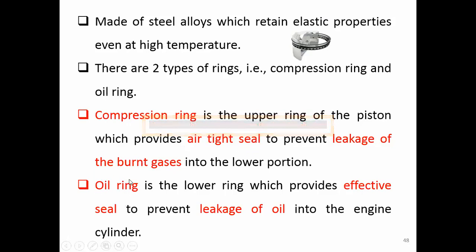How about the oil ring? The oil ring is the lower ring. The compression ring is the upper ring. The oil ring provides an effective seal to prevent the leakage of the oil. So the upper ring provides the airtight seal to prevent the leakage of the burning gas, and the lower ring prevents the leakage of the oil into the cylinder. So they separate these two.